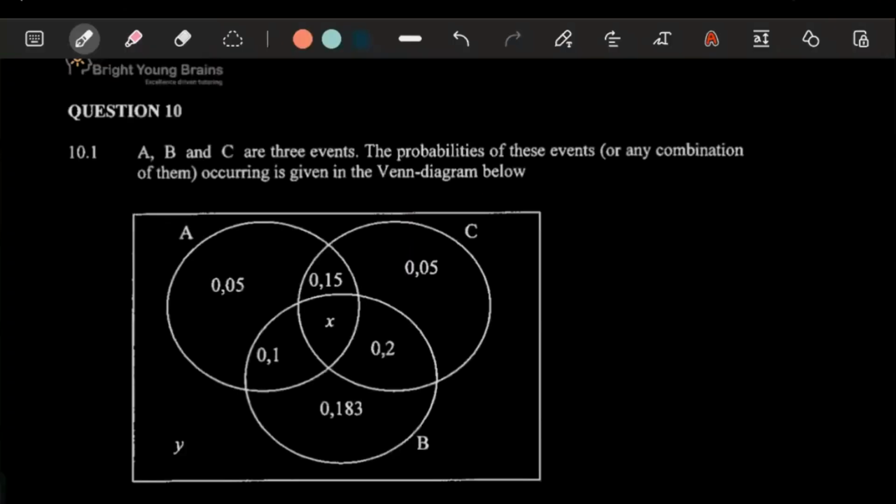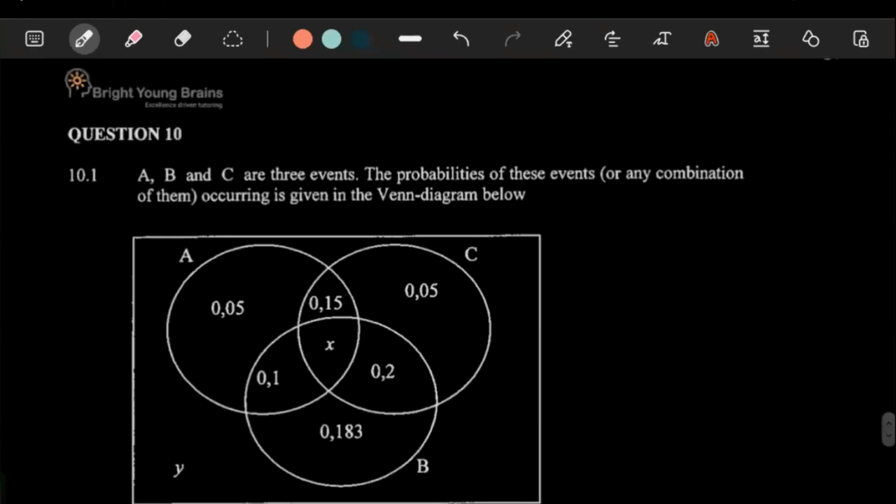Okay, so question number 10. What does question number 10 say? We're dealing with the Venn diagram. It says here A, B, and C are 3 events. The probabilities of these events or any combination of them occurring is given in the Venn diagram.